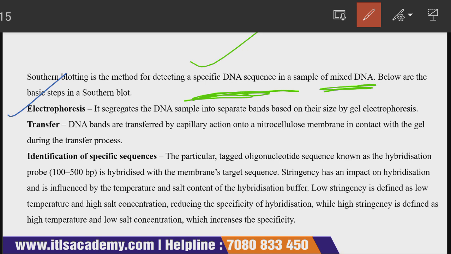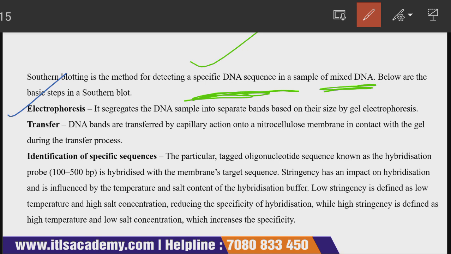Then the second step says the transfer. The DNA bands are transferred by capillary action onto the nitrocellulose membrane, or you can say nylon, in contact with the gel during the transfer process. Now comes the third step, that is identification of specific sequences.